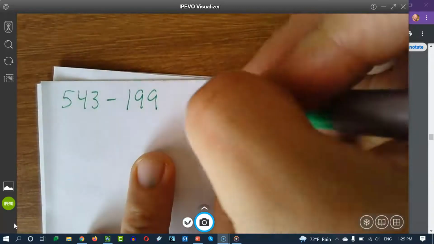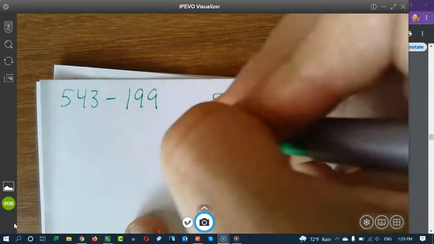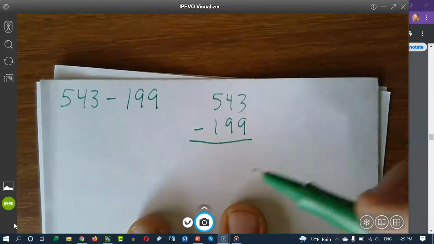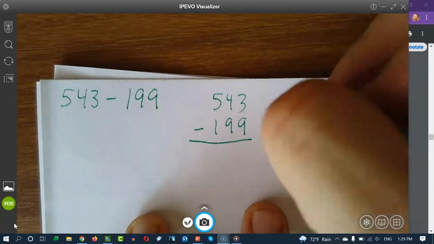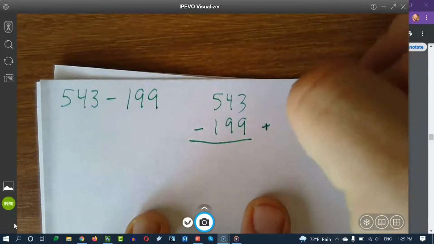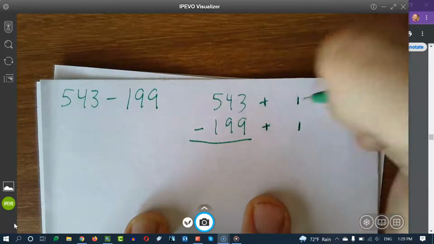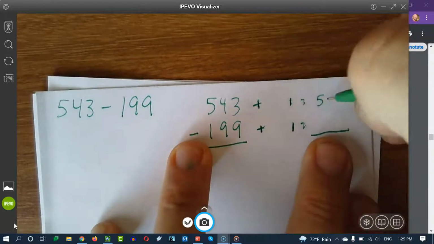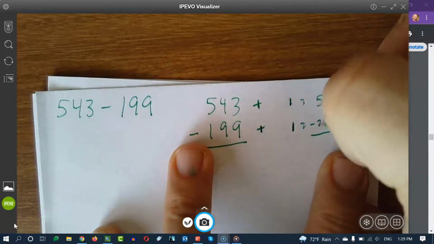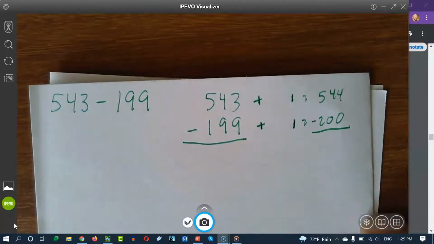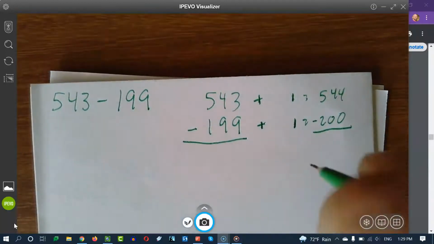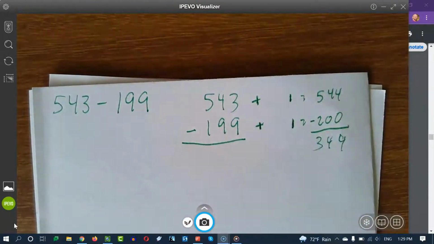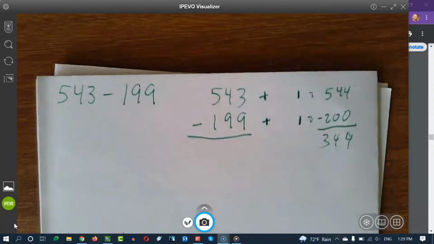All right, so if I rewrite this, so I can start respecting place value and everything. If I have 543 minus 199, man, I have to borrow and all that, when all I really have to do is add 1 to each number to change this to 544 minus 200. Again, that's the same problem. That is the same difference. Way simpler calculations to get to 344. All right, let's see what's next.